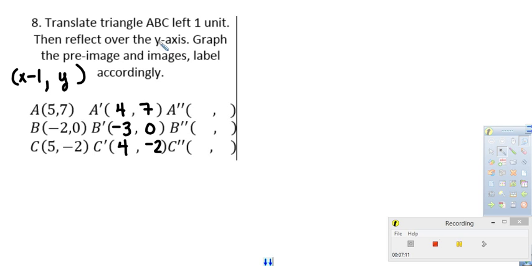Now for the second transformation, it says to reflect over the y-axis. When I reflect over the y-axis, we just negate the x value. So negate would give me negative 4. Then for the y value, negative 3 stays the same. The opposite of positive 4 is negative 4, and the y value stays the same.